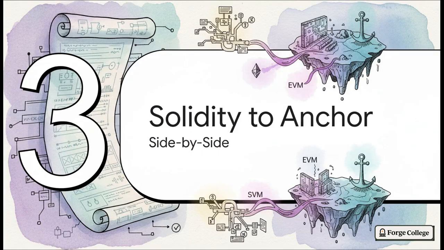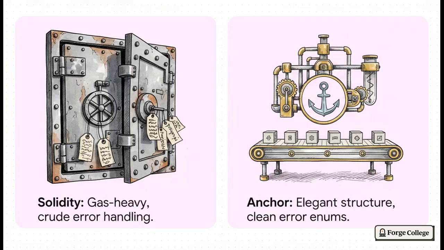Section 3. Solidity to Anchor translation, side by side. Let's roll out the patent paper and actually ink out how these two ecosystems compare directly, side by side. Notice how Solidity relies heavily on explicit require checks that revert the entire transaction with a hard-coded string message. It works, sure, but it's a bit like slamming a heavy, gas-guzzling vault door.